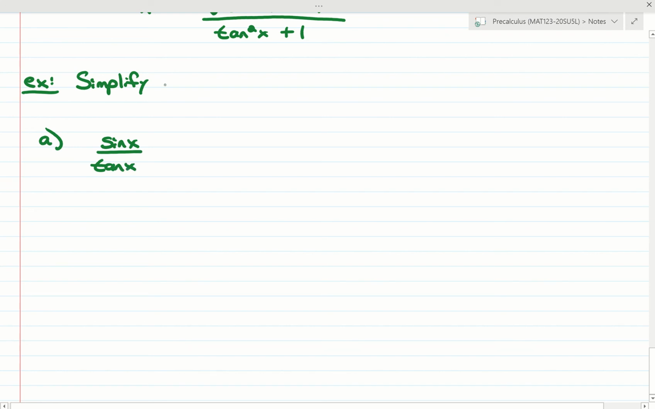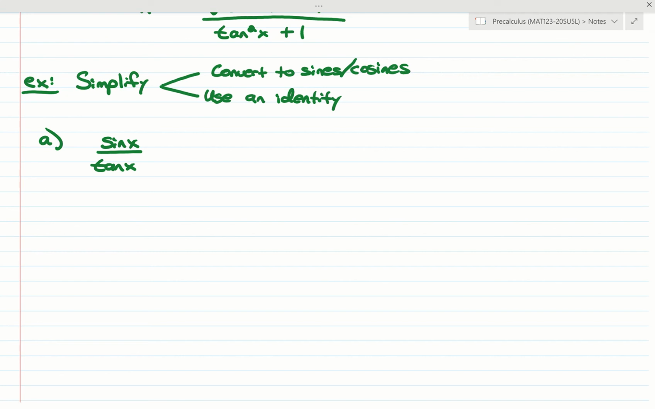And when we simplify, we could do one of two different things. We can convert to sines and cosines, which is, I think, what most of you are going to find the easiest. Second thing we could use is use an identity. Sometimes using an identity is faster, but it requires a little bit more thought. You could always get the answer converting to sines and cosines, but sometimes the algebra is a little intense. So let's take a look at this problem.